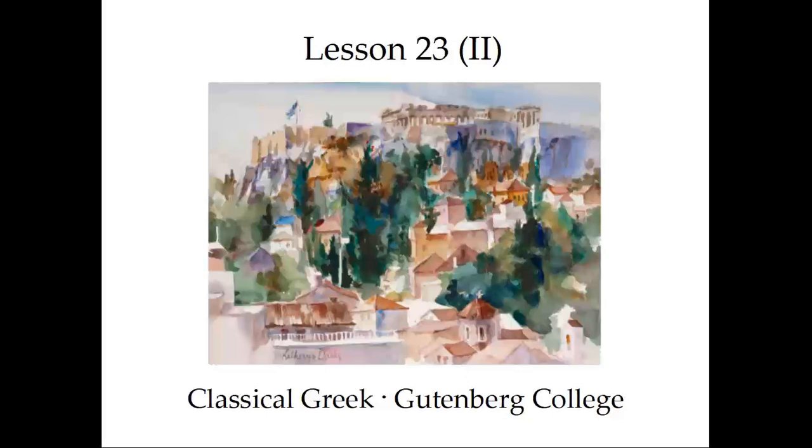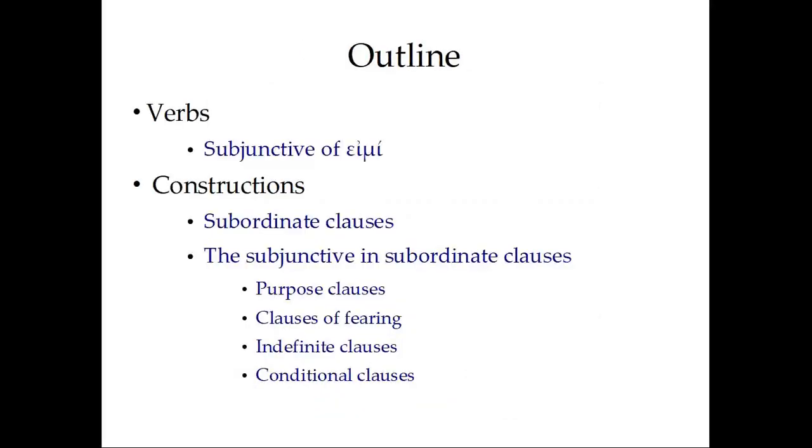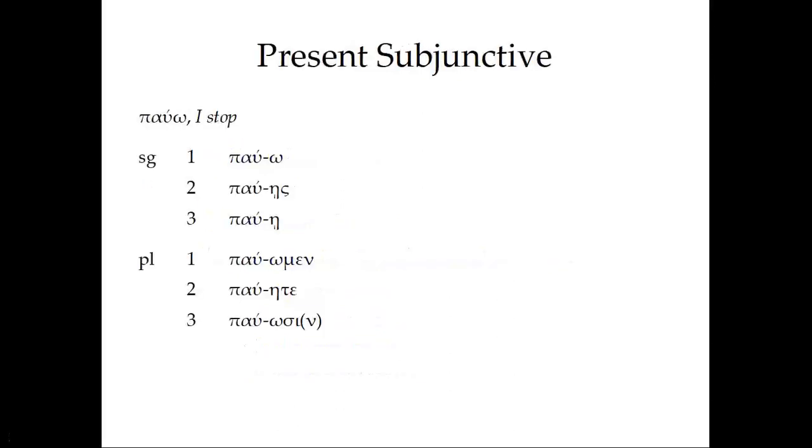Lesson 23, Section 2. In this presentation, we'll take a look at the subjunctive of ἀμί, I am, and talk about constructions like subordinate clauses and how the subjunctive is used in certain kinds of subordinate clauses. These are the forms of the present subjunctive, which we learned recently. Παύω, παύῃς, παύῃ, a verb like παύω.